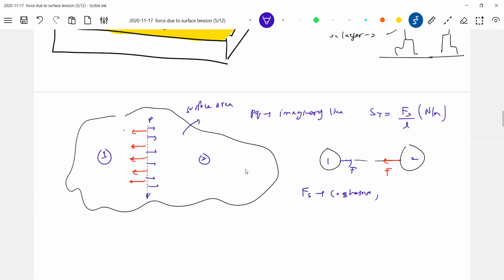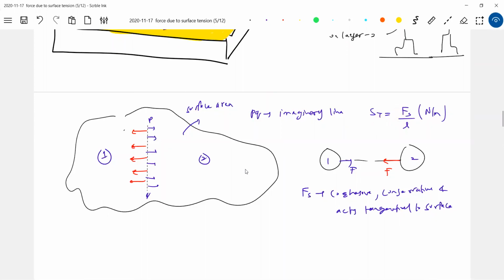What is this Fs? Force due to surface. It's a cohesive, conservative force, and acts tangential to the surface. So some books define it like this: cohesive tangential force acting per unit length is the surface tension. This is the actual definition.